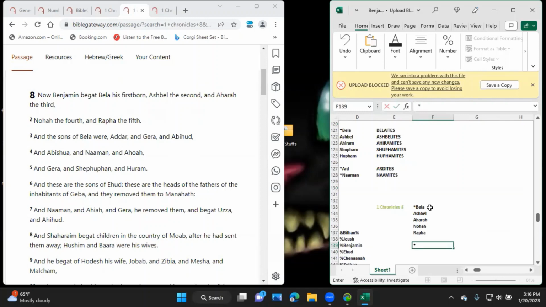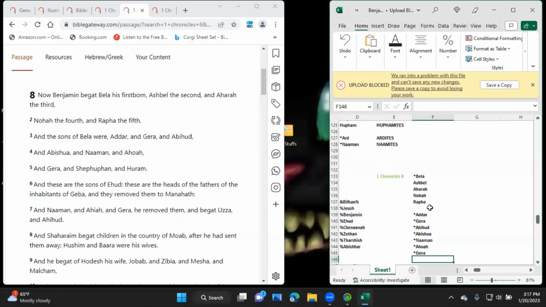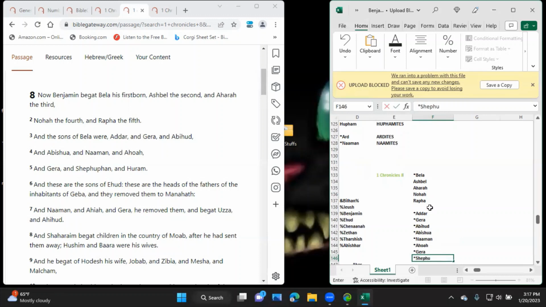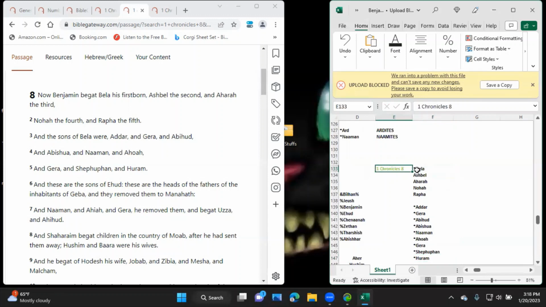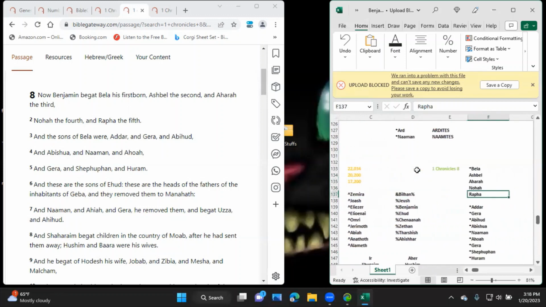And the sons of Bela: Adar, Ira, Abihud, Abishua, Naaman again, Ahoa, Ira, Shufan, that one's a fun one, Hurim. These are the listed children of Bela. For comparison's sake, these are the listed children of Bela in the previous chapter.